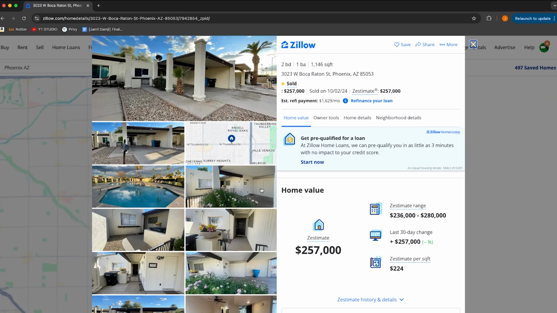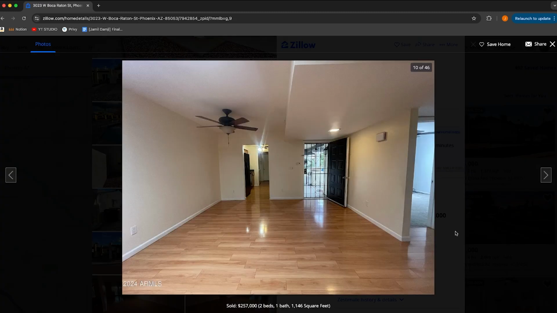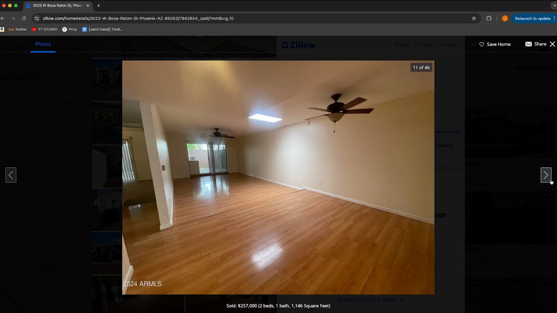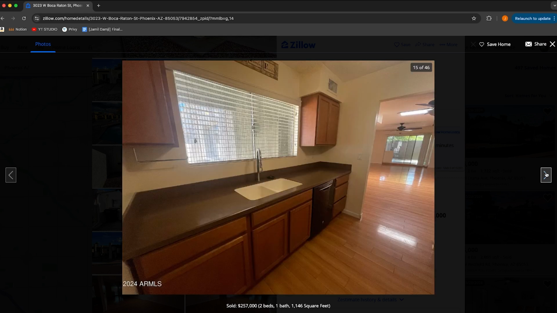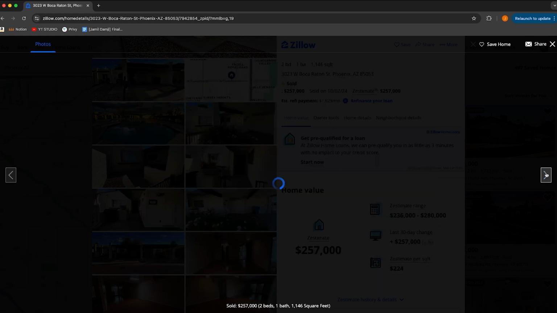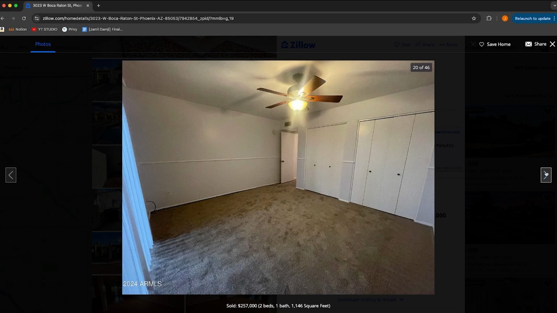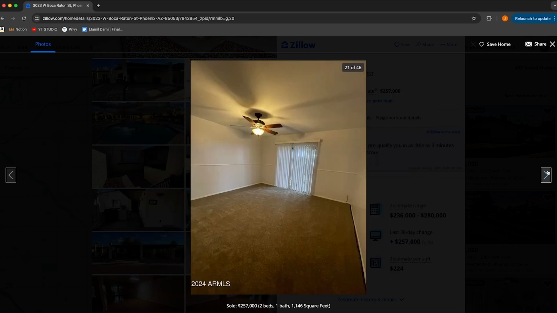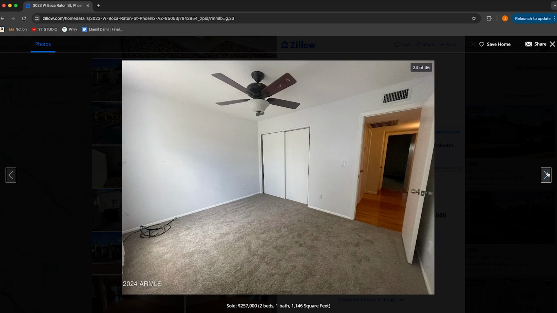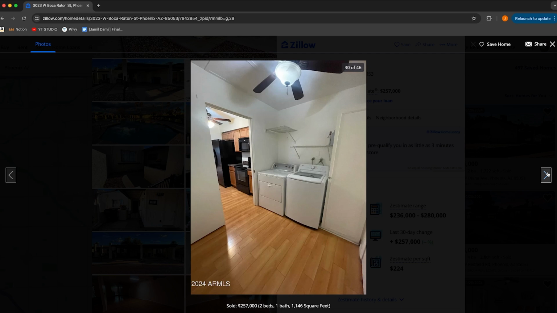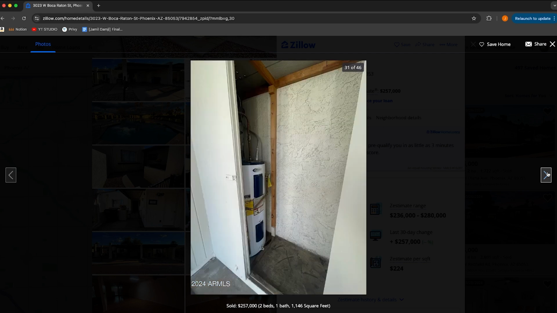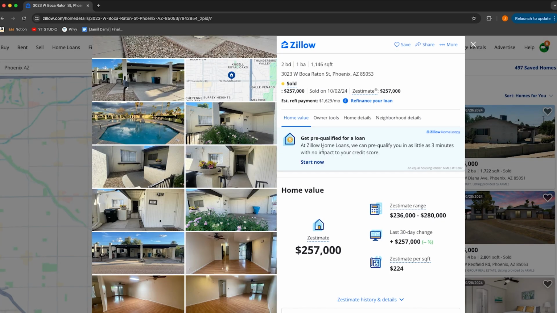So let's look at the condition. Looking inside, it looks like it's got laminate flooring, decent. It's a decent kitchen, but it's not renovated. So this is an original, and it's got some of the older carpet on there. It's probably got some skin cells or dog hair, you know what I mean. But not terrible, definitely not upgraded. So original condition, $257. It just sold in October, but that tells us a little bit about the value here.